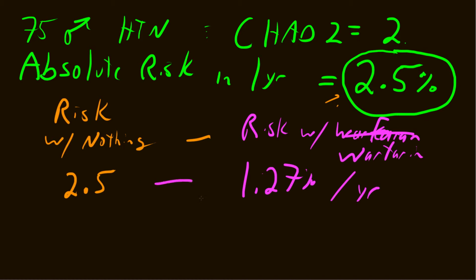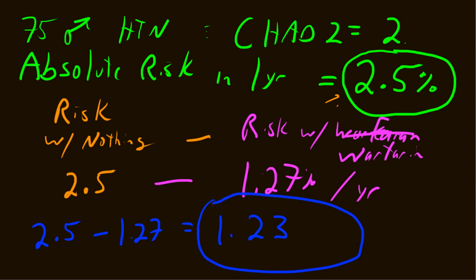Well, what's the difference between those two? Well, it's pretty straightforward. Let's do some simple math. Let's go 2.5 minus 1.27 equals 1.23, and this is the number. That's it right there, 1.23%. That equals your absolute risk reduction.